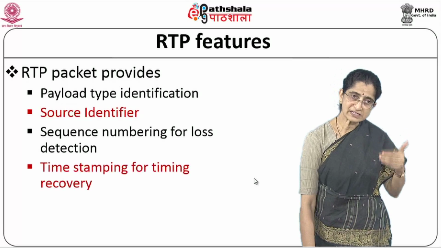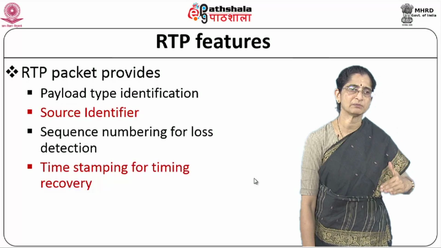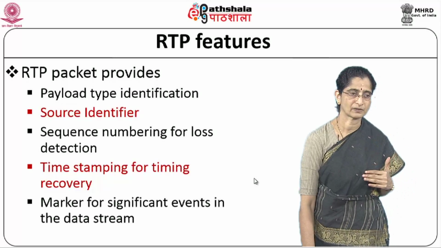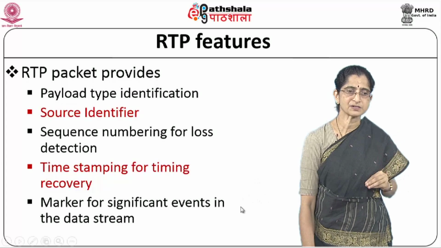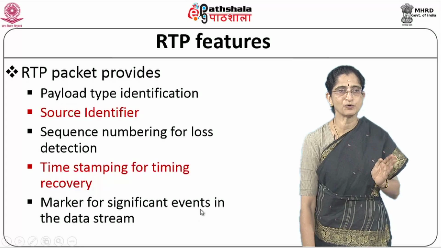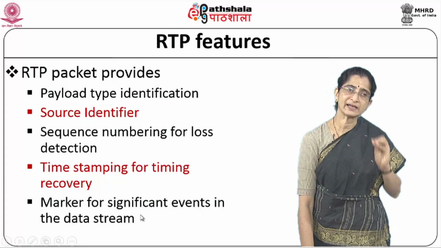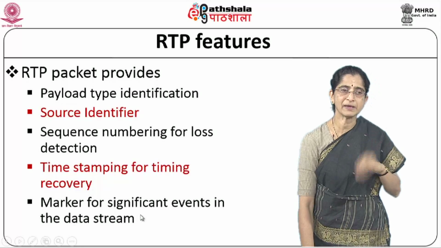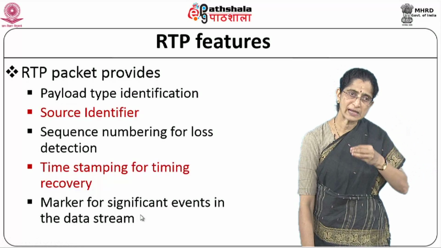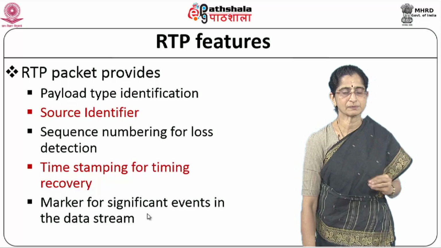Then we said timing recovery is important. So, a time stamping mechanism is used. All RTP packets will have a timestamp. Okay. And there are markers for significant events in the data stream. We said that we want to have different frame boundaries and so on. So, if I want to mark something, there are markers that are provided, and these markers can be defined based on the application. So, application specific marking or application specific frame boundaries can be specified.